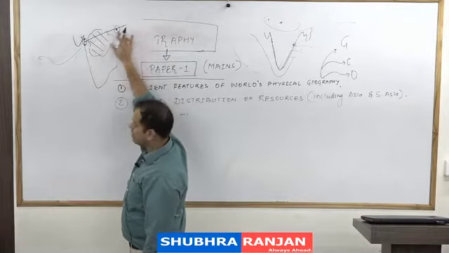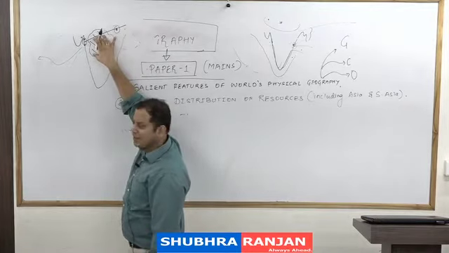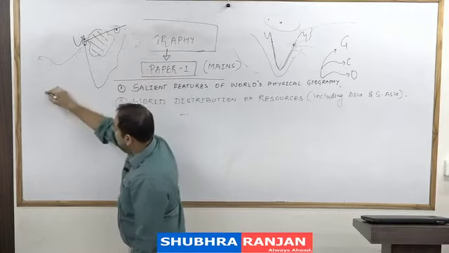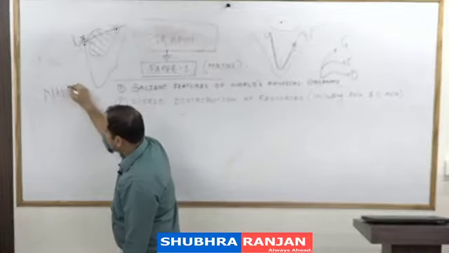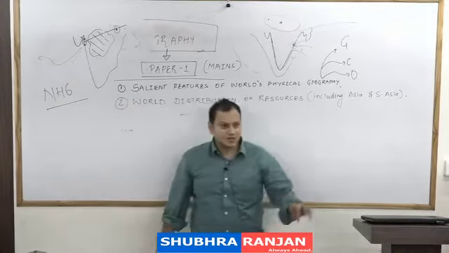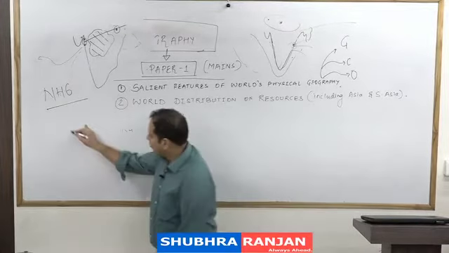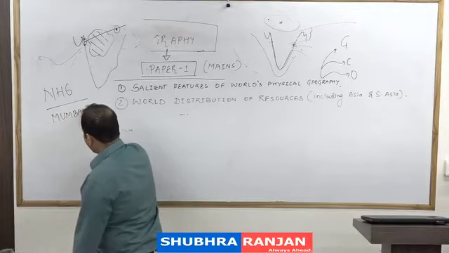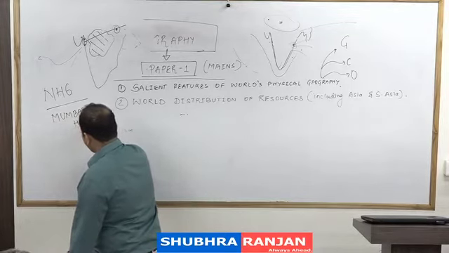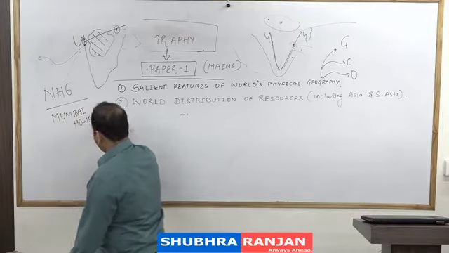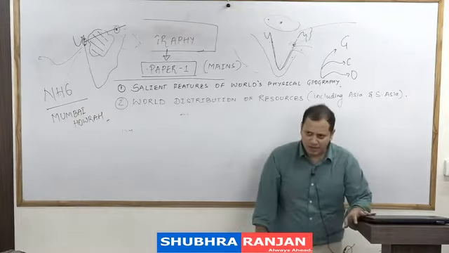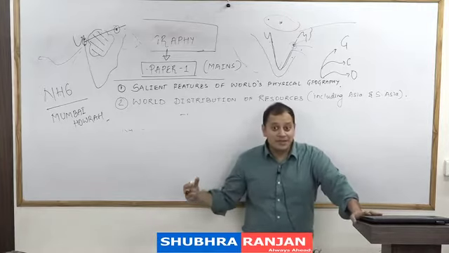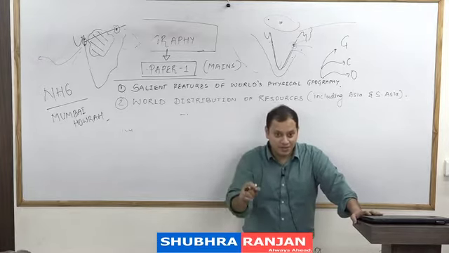Why? Because it passes through the cotton producing regions of India, it passes through the iron and steel producing regions of India, and that is National Highway 6, NH6, or it is the Mumbai Howrah railway line. This is also in our syllabus, but it is mentioned in paper 3 as infrastructure.